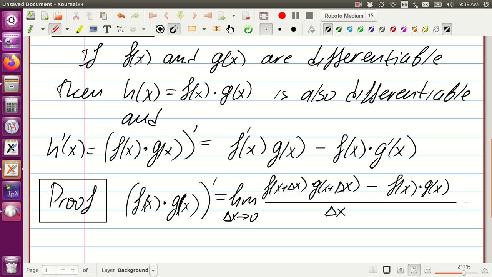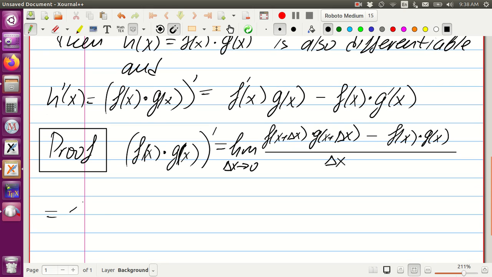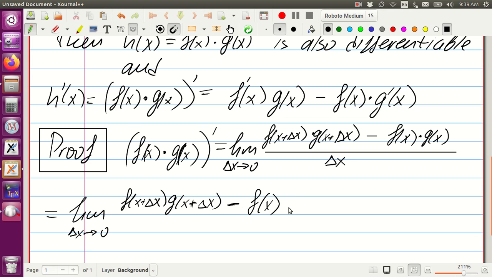So now it's not really clear how to continue. We don't know much about f, we don't know much about g, we can't really do anything, so we're going to use magic. What I mean by magic is a mathematical trick. The trick goes in a really strange way, but let's see what's going on. We have the first expression, but then out of nowhere we're going to subtract f of x times g of x plus delta x.